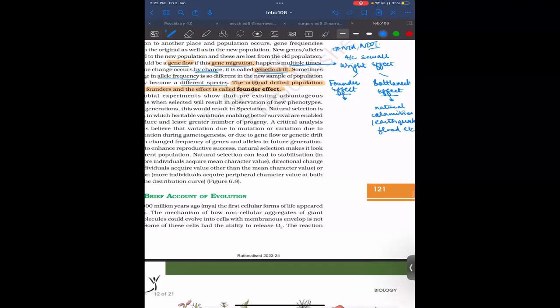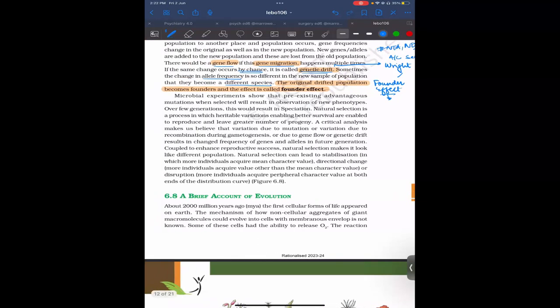Now the microbial experiments show that the pre-existing advantageous mutations, when selected, result in observation of new phenotypes. But over generations this will result in speciation. Few generations ke baad speciation hogi, that is formation of new species. To abhi jo natural selection hai, natural selection ki ye definition hogi.